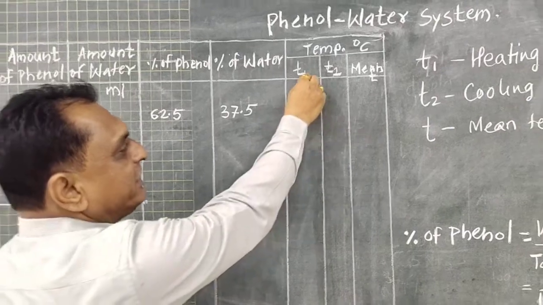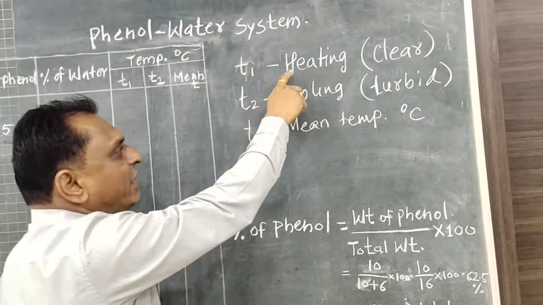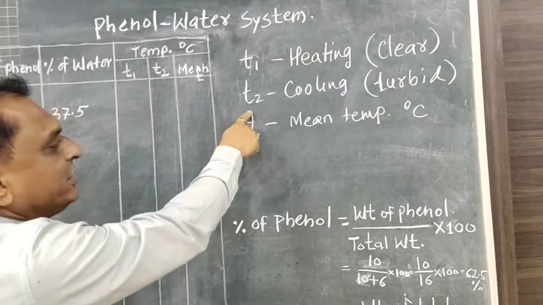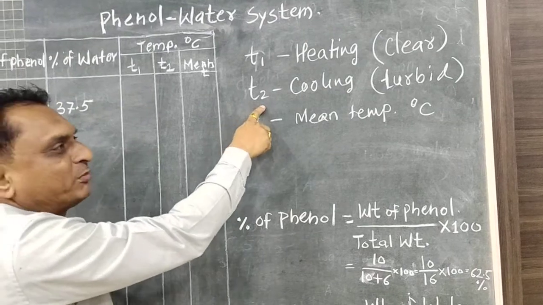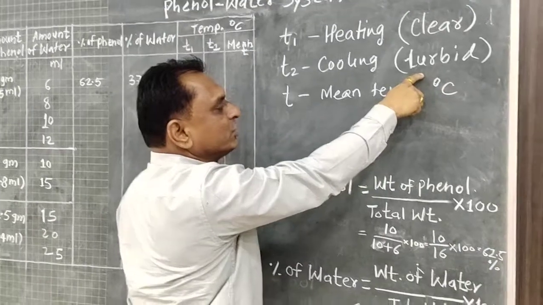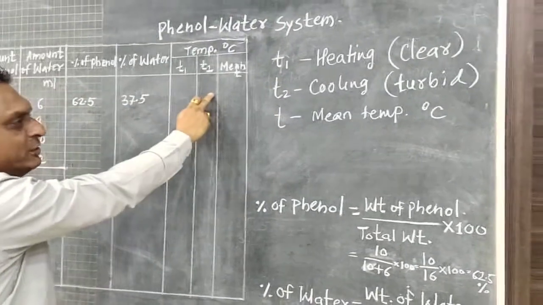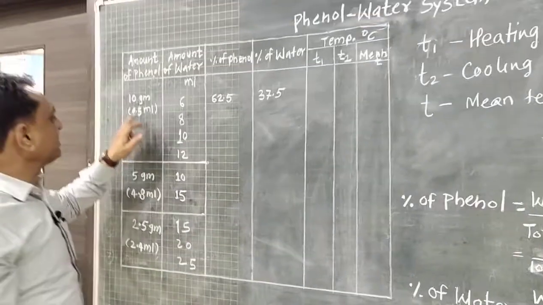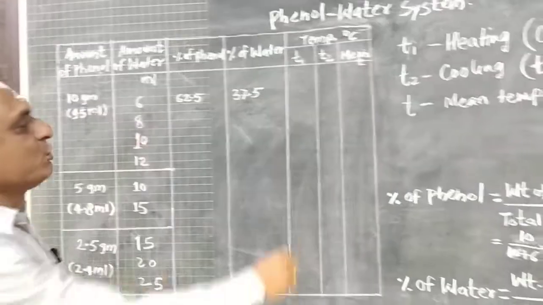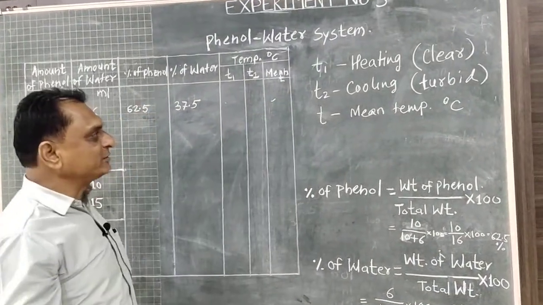First is T1. T1 is the temperature we obtain while heating, when the solution becomes clear, and T2 is the temperature obtained while cooling, at which time the solution becomes turbid. So you have to find out the T1 and T2 values for the first system, that is 10 gram of phenol and 6 ml of water. So two temperatures can be determined and we have to go for the mean reading.